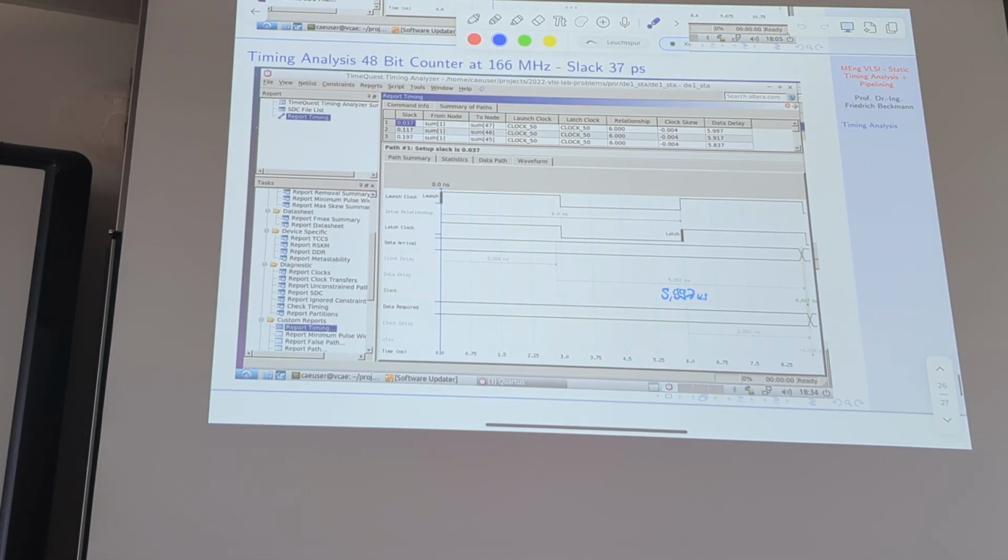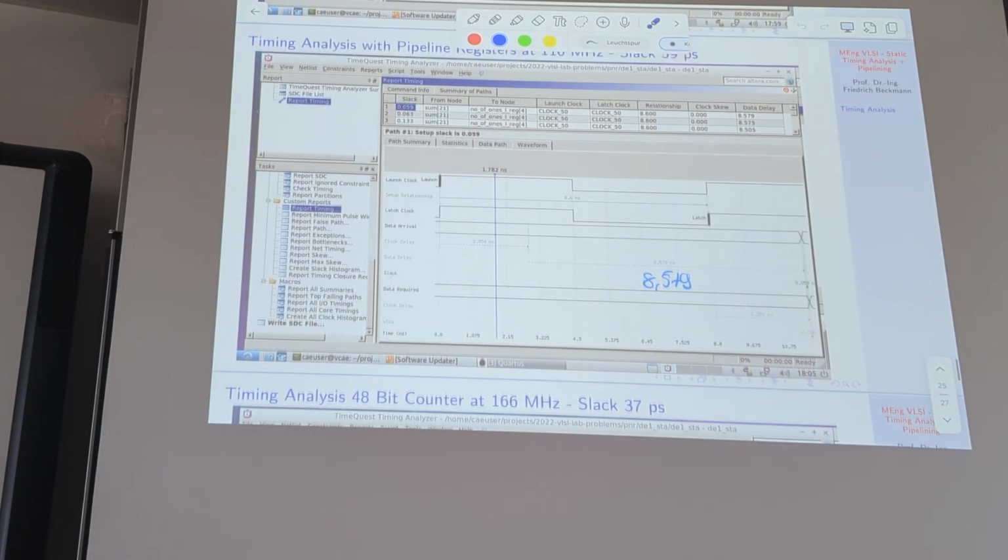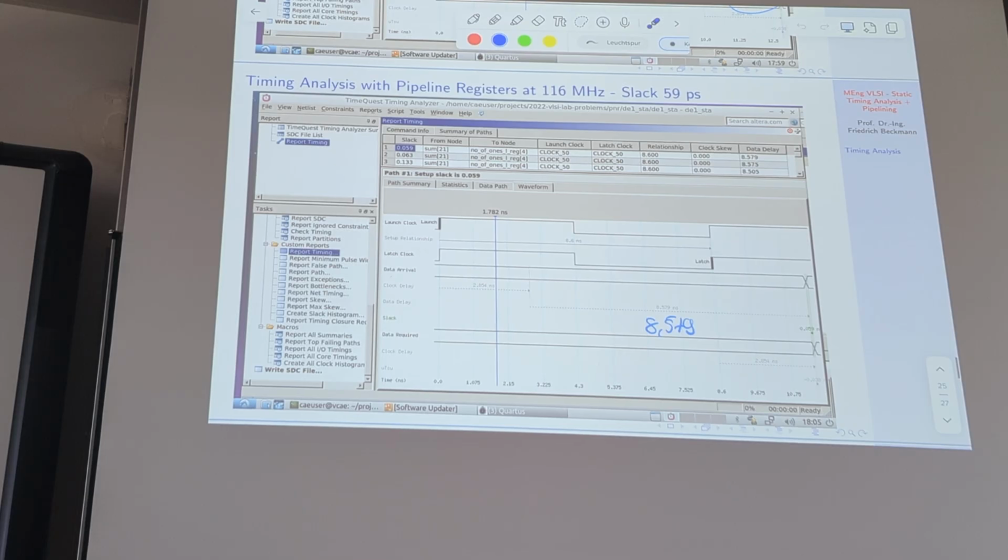And a short visit on the counter. If I just look at that one, we can run the 48-bit counter at 166 megahertz. That somehow is in the order that they claim in the data sheet on how fast can you run things there.